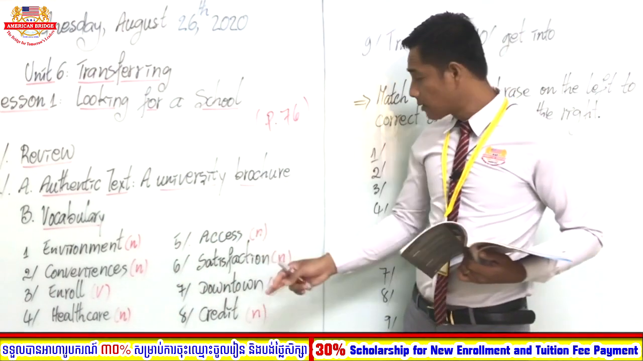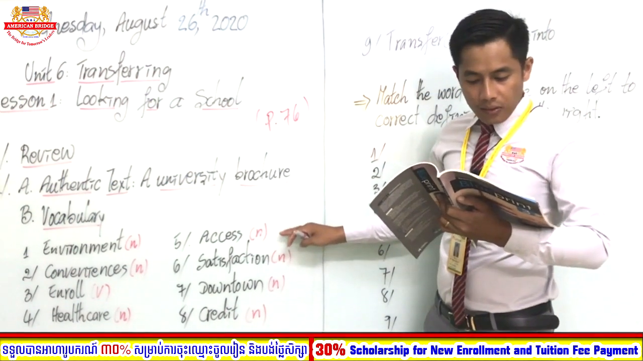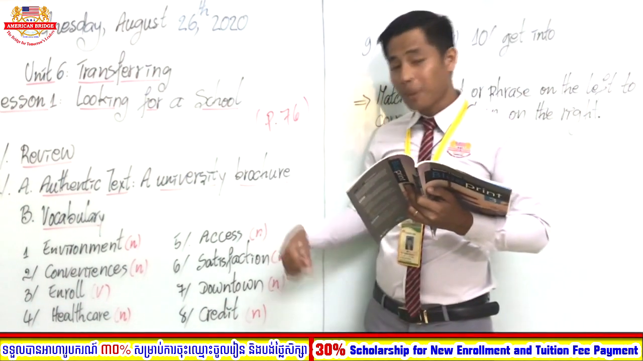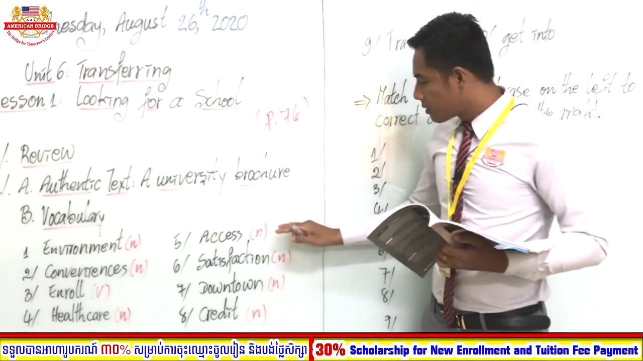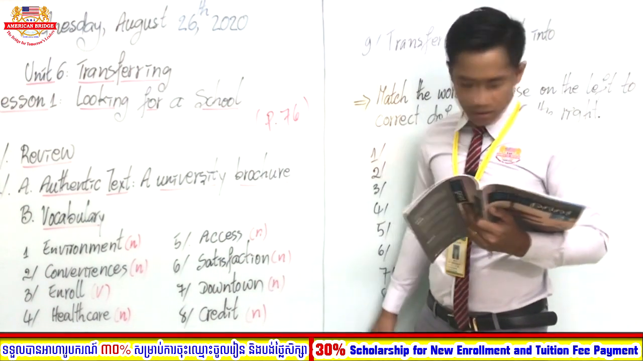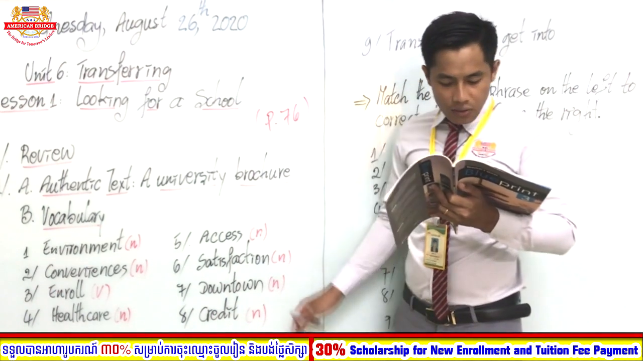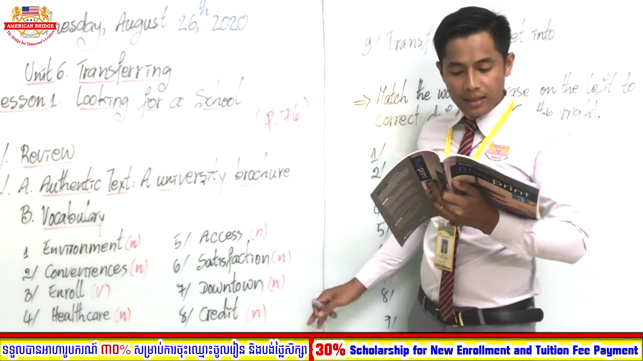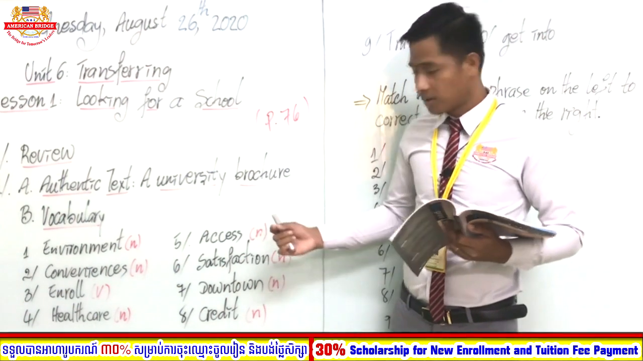It functions as a noun. And exist. What does it mean, exist, students? So exist means permission to use something. Okay, and certification. So certification functions as a noun. So certification means a happy feeling. Okay, a happy feeling.